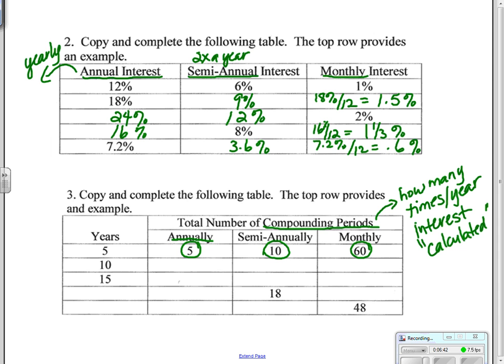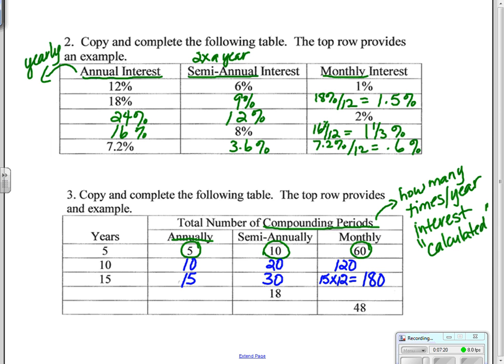If it's a 10-year total period and your banker calculates your interest annually, there will be 10 calculations. If he does it semi-annually, 20. And if he does it monthly, it would be 120 total calculations of your interest. 15 years semi-annually would be 30. 15 years monthly, once every month, would give us 180.